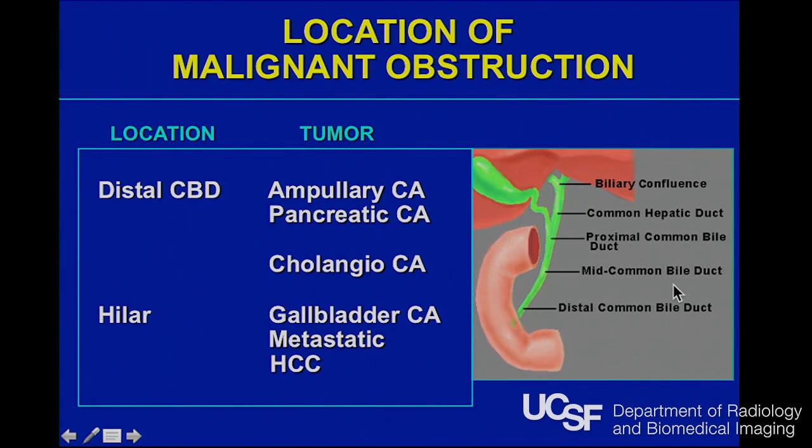If you're dealing with malignant obstructions and you're suspecting a malignant obstruction, based on where the obstruction is, you might actually be able to suggest a diagnosis. If you have an obstruction in the distal common bile duct, that might be a location of an ampullary or pancreas cancer. Cholangiocarcinomas can occur anywhere along the biliary tree or intraparenchymally, as you know, and then in the hilar region you might be dealing with an HCC, metastases or gallbladder cancer.